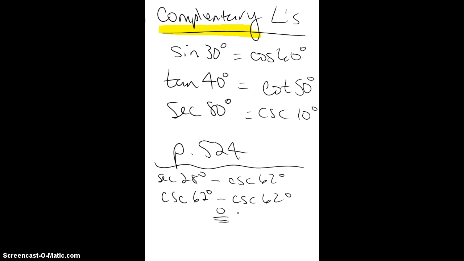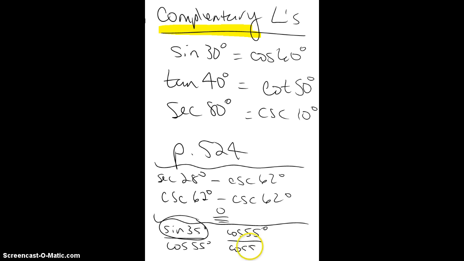Another problem might be to do, say, sine of 35 degrees divided by cosine of 55 degrees. Again, we want to do these without using a calculator, and so we look at this top one, and that would be the same as cosine of 55 degrees over cosine of 55 degrees. And so then I can obviously reduce that to equal 1.